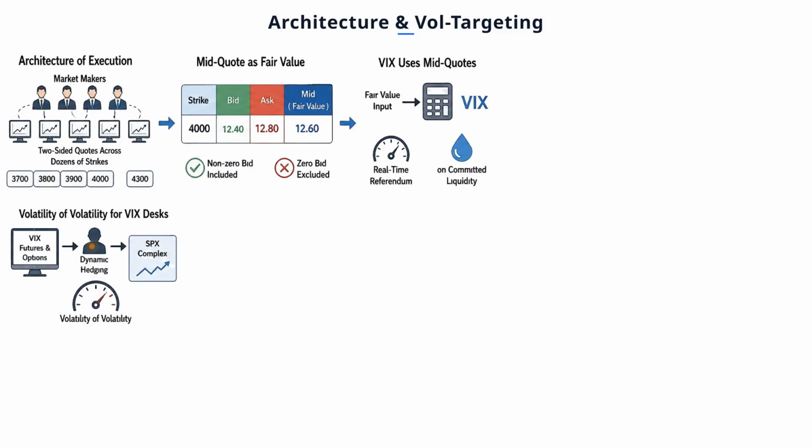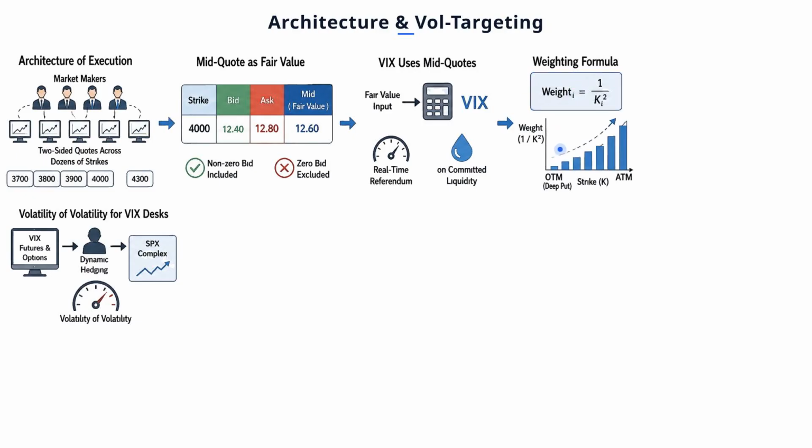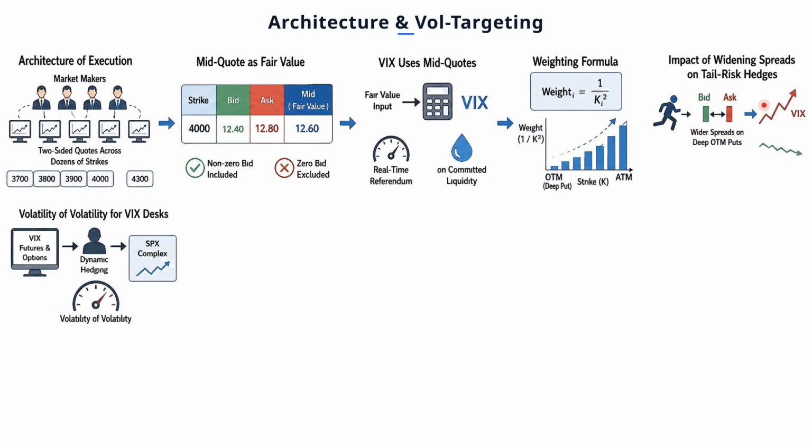A critical structural feature is the weighting formula. Because contributions are weighted by 1 divided by the strike squared, deep out-of-the-money puts exert a disproportionate influence on the final number. When panic causes market makers to widen bid-ask spreads on these tail-risk hedges, the VIX can spike aggressively, even if the S&P 500 has not moved significantly. This is a structural friction, not an emotional overreaction.